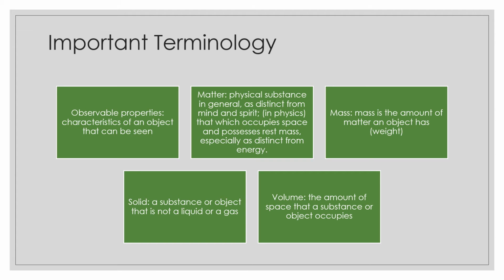Of this key terminology, there are some words that students may not have had much exposure to. It is important that at the beginning of the unit you define any unfamiliar key terms to avoid future misconceptions or confusion. I would suggest the following should be explicitly defined and explained: observable properties, matter, mass, solid as a noun, and volume.